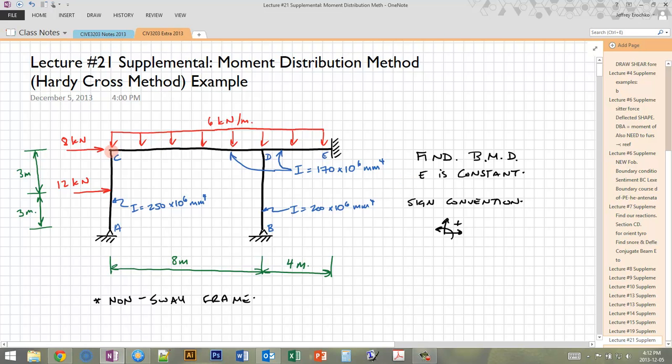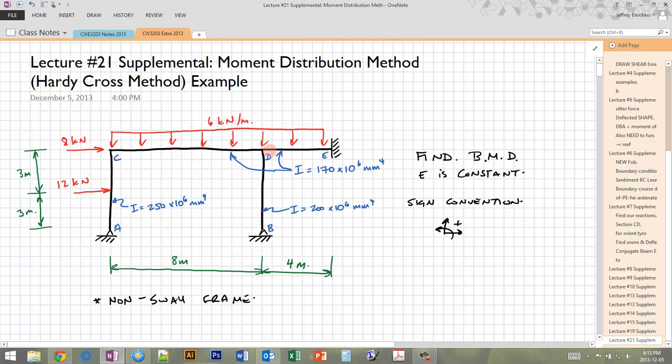Anyway, we're going to see exactly how this works for this particular example, where we have a non-sway frame because we can't have any translation of any of these nodes. So only A, B, C, and D are allowed to rotate. So there's actually 4 degrees of freedom. So that would be 4 simultaneous equations if we use the slope deflection method. So those joints are allowed to rotate. We're going to lock them all to begin with, and then we're going to successively release each of these joints until we basically shake out all of the tension in our structure.